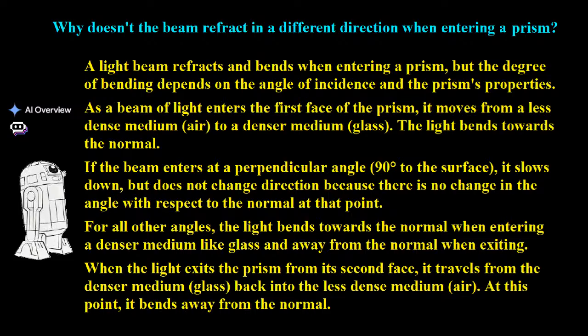As a beam of light enters the first face of the prism, it moves from the less dense medium, air, to a denser medium. Well, yeah, we just showed that that's not universal. The light bends towards the normal, if the beam enters at a perpendicular angle, 90 degrees to the surface, in other words straight ahead, it slows down but does not change direction. Why? Because there is no change in what? The angle with respect to the normal at that point.